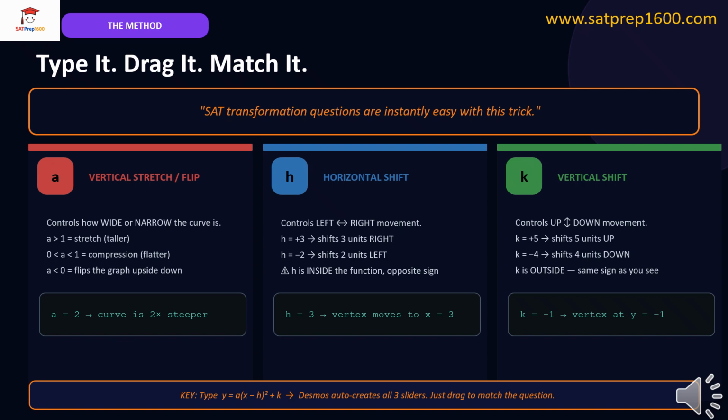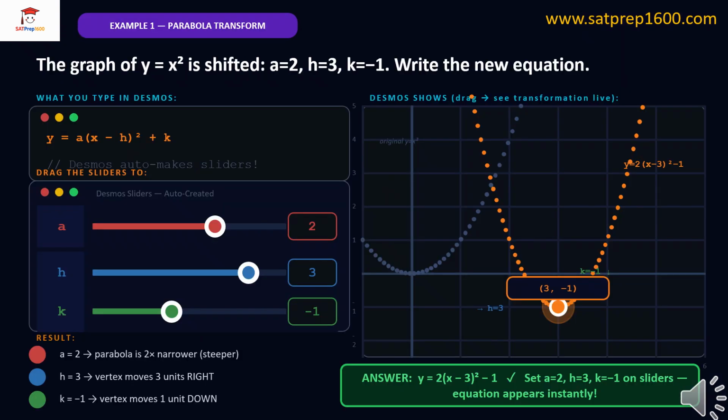Third slider, k. Vertical shift. Up and down. k is outside the function, so the sign is intuitive. k equals plus 5 means up 5. k equals minus 4 means down 4. Type y equals a(x minus h) squared plus k. Desmos builds all 3 sliders automatically. Just drag. Let's do a real one.